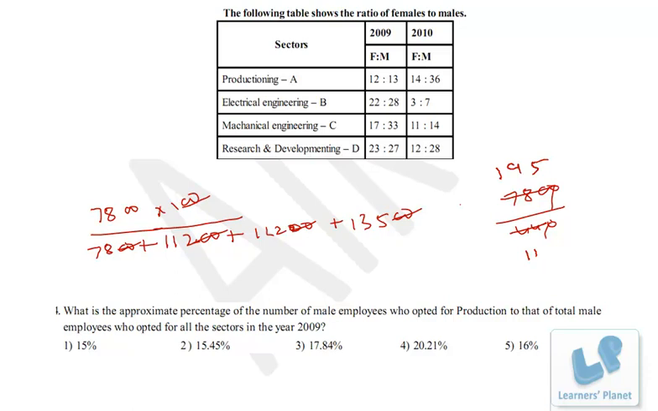195 by 11. So it's 11 ones are 11 and then 8, 85, so 7 times. So 17 point something. Other options are quite far, that's 3% difference is there. So not to worry, 17.84% will be the correct choice. Okay.